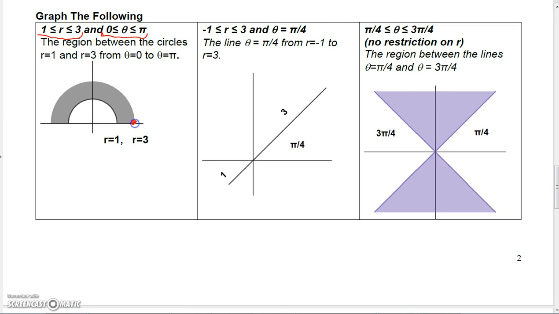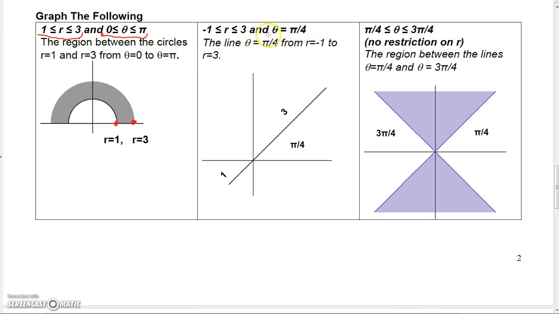So when I say r equals 3, I'm not getting the entire circle. I'm only getting the upper half, because here would be r equals 3, theta equals 0, and then I would go up here to theta equal pi over 2, then over here to theta equal pi. And then this would be r equal 1, theta equals 0, and then we go from 0 to pi, and we get that. So that shaded area would represent the region that we're describing here.